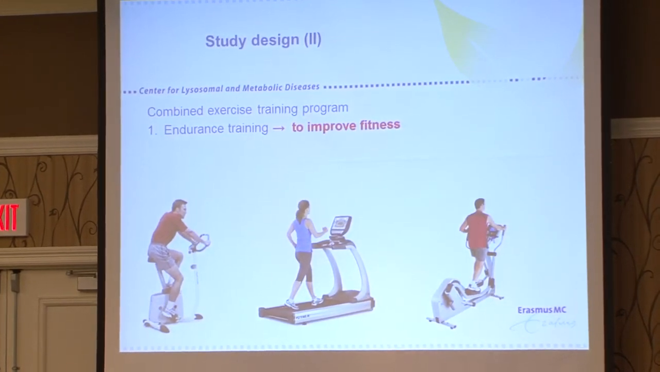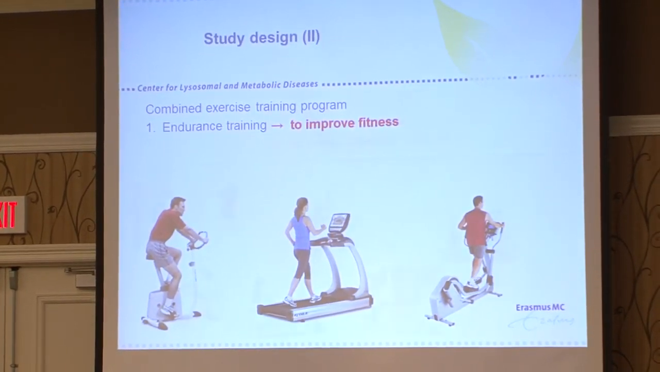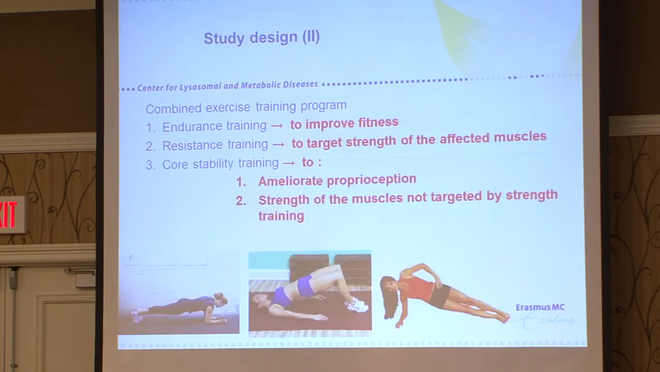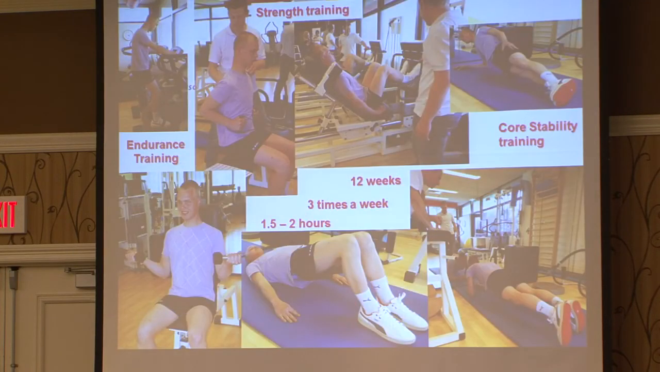So part was endurance to improve fitness. Part was resistance training in order to target the affected muscle and to improve strength. And the other part, that was the most challenging part, is the core stability. And that was to ameliorate proprioception and also to affect the strength of the muscles that you couldn't target with the resistance training. So this is more or less how the program looks like.